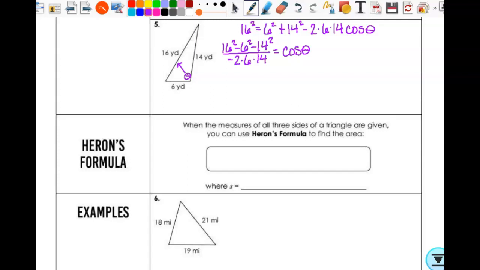Then we're going to say, all right, now I'm going to go find the area. I only use 2 sides in the area. Which side am I not using? 16. Because if this is my angle, it has to be the 2 sides that include that angle, right? So the area of my triangle is equal to 1/2 times 6 times 14 times the sine of theta.